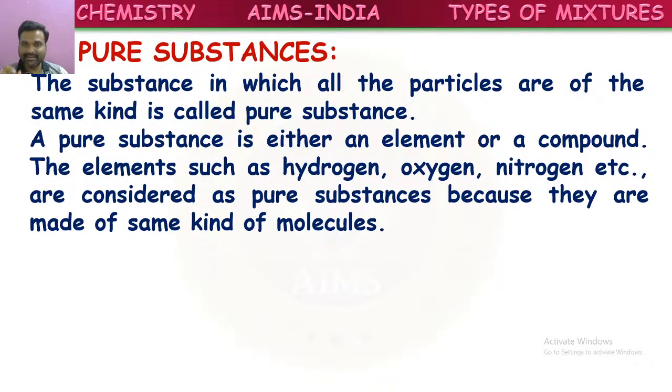If it has only one kind of atoms, then it is said to be an element. If it has only one kind of molecules in it, which are made up of two or more different atoms, then that is said to be a compound. Anyhow, these elements and compounds come under pure substances. The elements such as hydrogen, oxygen, nitrogen, etc. are considered pure substances because they are made up of the same kind of molecules. Suppose you take hydrogen, it is made up of only hydrogen molecules. No other elements or substances will be in that. So hydrogen is considered a pure substance.